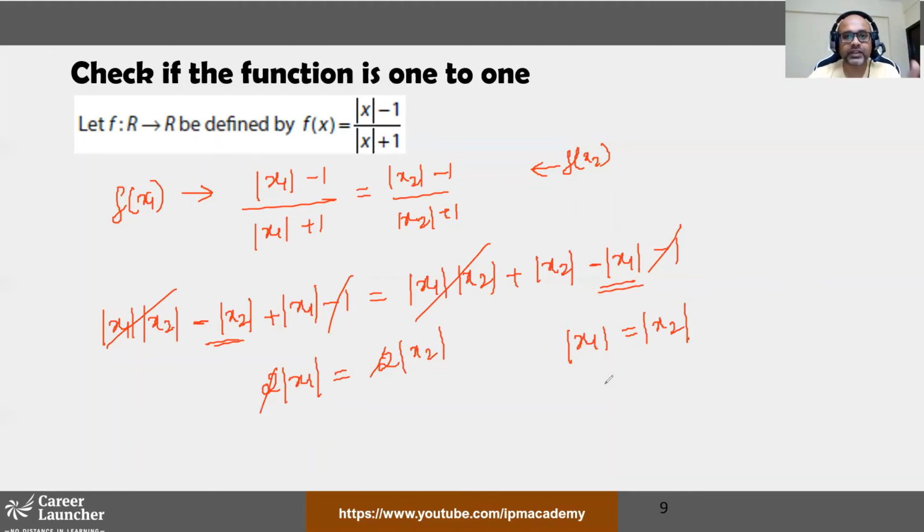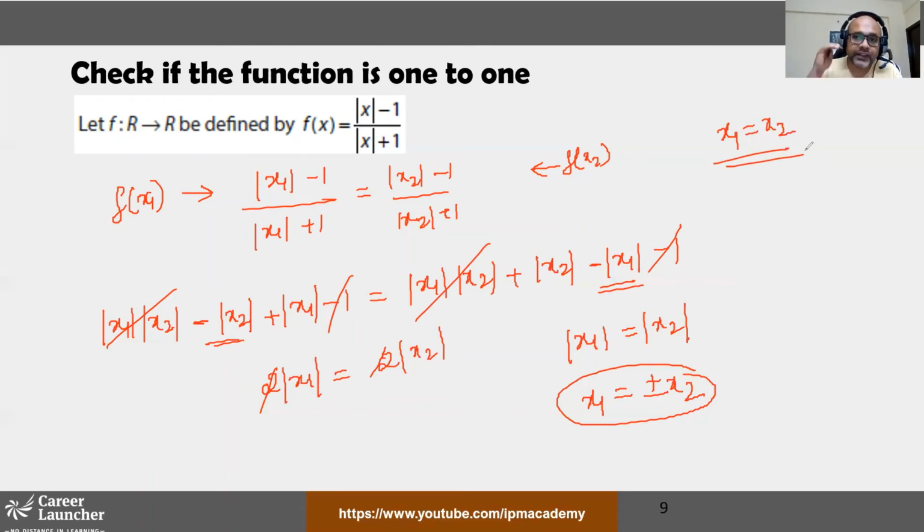For those of you who know the basics of modulus, you can write this as x1 equal to plus or minus x2. This clearly tells me that it is not a one-to-one function. The condition is, when I do this simplification, I'm supposed to get x1 equal to x2 and no other possibility. This should be the only possibility. If there is a second possibility, x1 equal to minus x2 as well, obviously it will not be called a one-to-one function. Okay, so here it is not a one-to-one function. I explained the concept to you on how to check a function using this example.